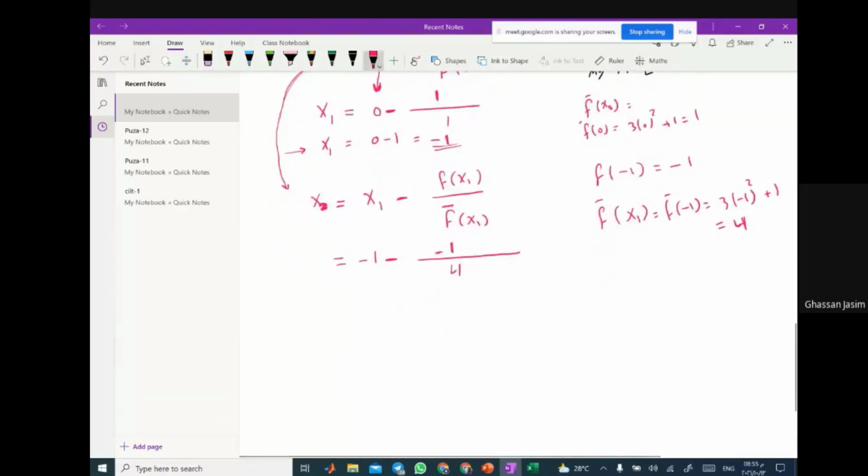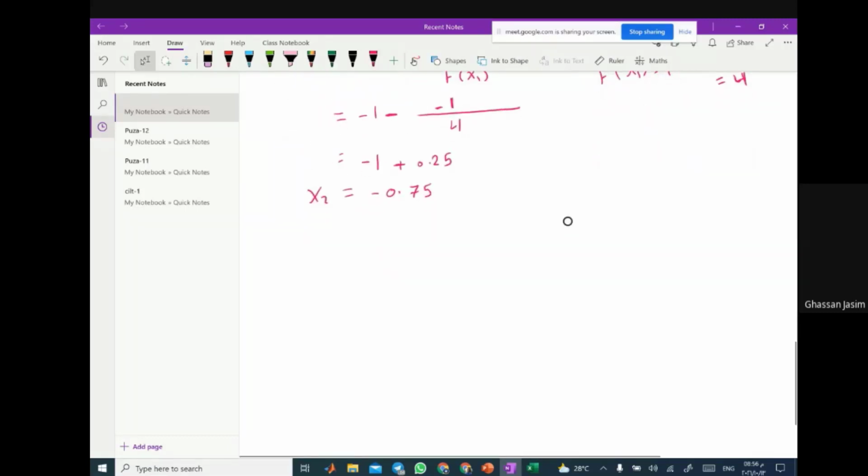Now, it will be minus 1 minus, sorry, it will be plus 0.25, 1 over 4, which is 0.25. It will be minus 0.75. This is x2. Now x3.